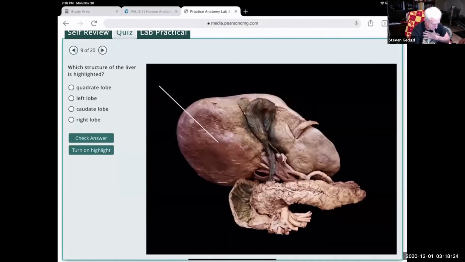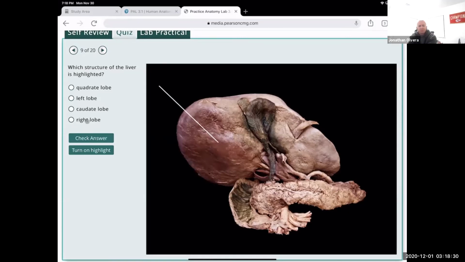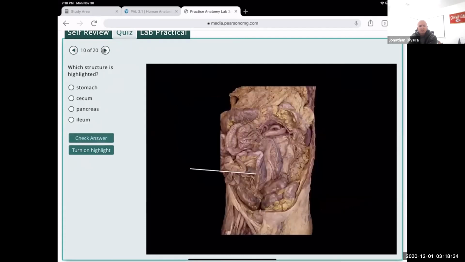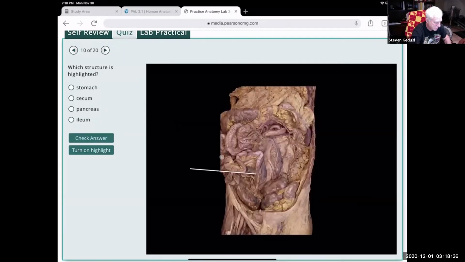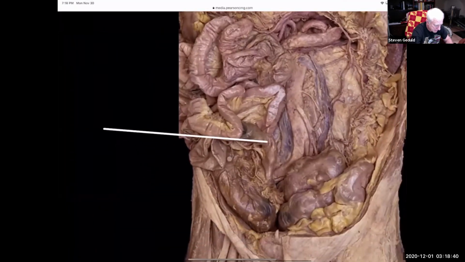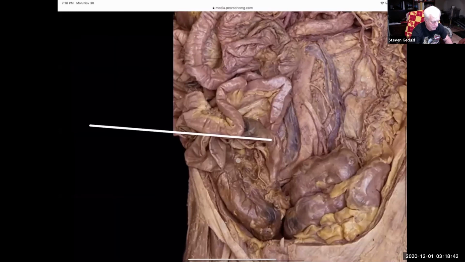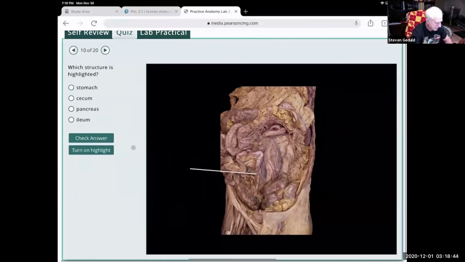All right. Liver. What part of the liver is that? Right lobe. Right lobe. That's the huge one. Yep. Okay, here we go again. What structure is highlighted? Actually, let me turn the highlight on. Maybe that'll make a difference. No, didn't make a difference. A little bit right there.